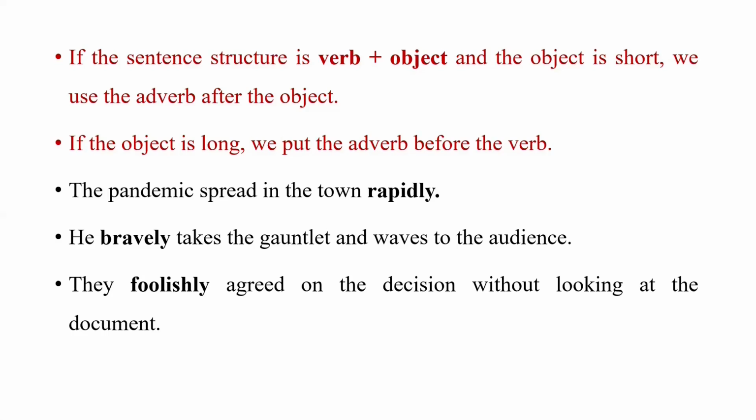He bravely takes the gauntlet and waves to the audience. He, subject of the sentence, takes, the verb. The gauntlet and waves to the audience, object. Now here, the object consists of more words. The object is long. So we use the adverb before the verb.